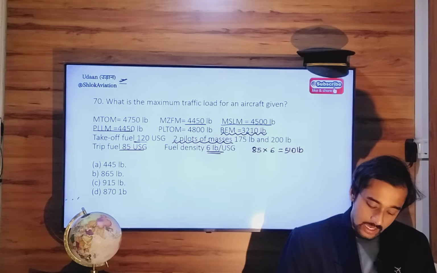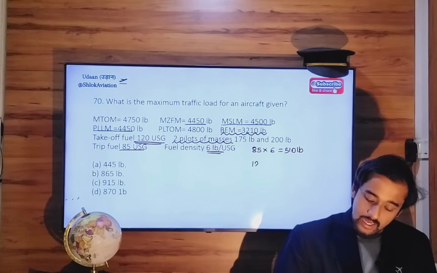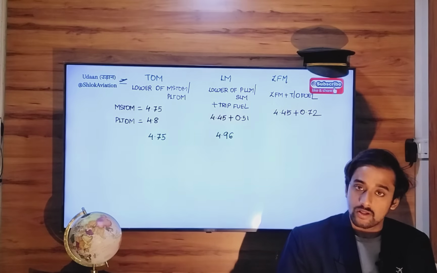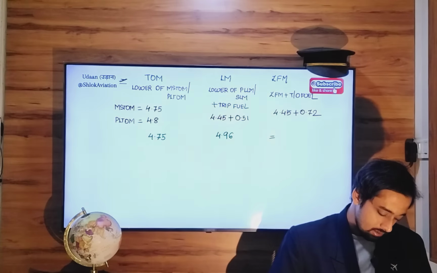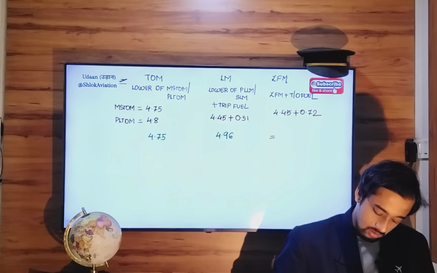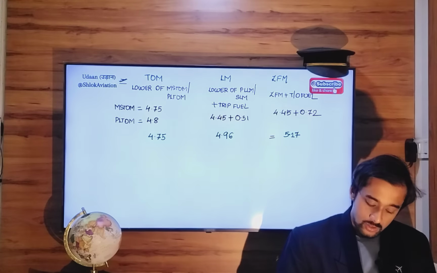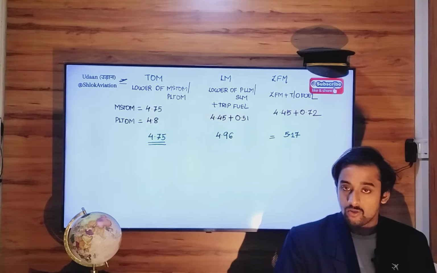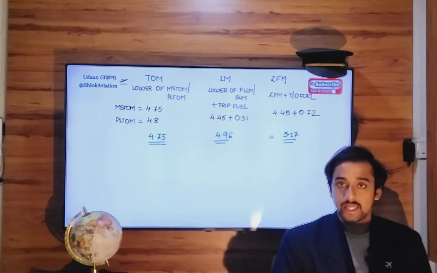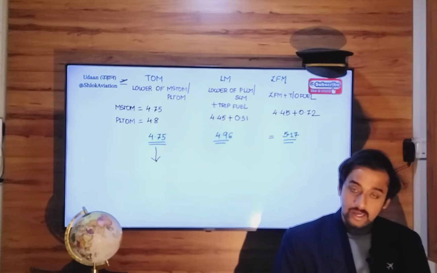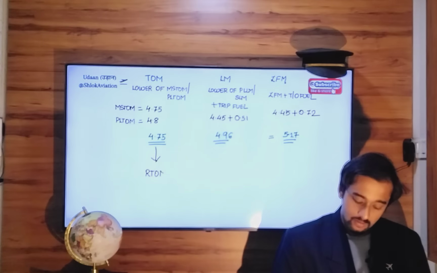So takeoff fuel is 120 US gallon. Convert that into weight. So 120 into 6 is 720 pound. So add 720. So 4.45 plus 0.72 will be equal to 5.17. Now out of these three takeoff values, 4.75, 4.96, 5.17, check that value which is the lowest of all. That value is in front of you, 4.75, and it becomes a regulated takeoff mass.